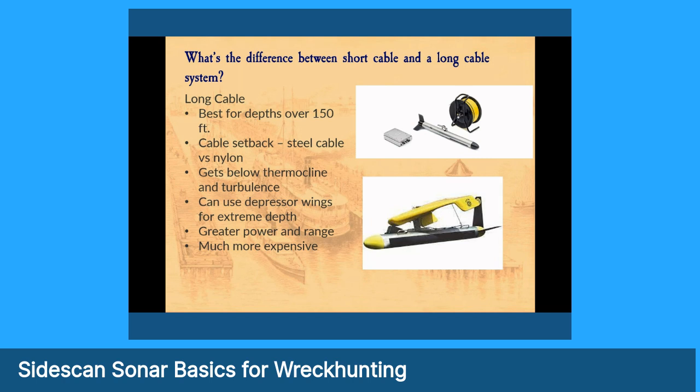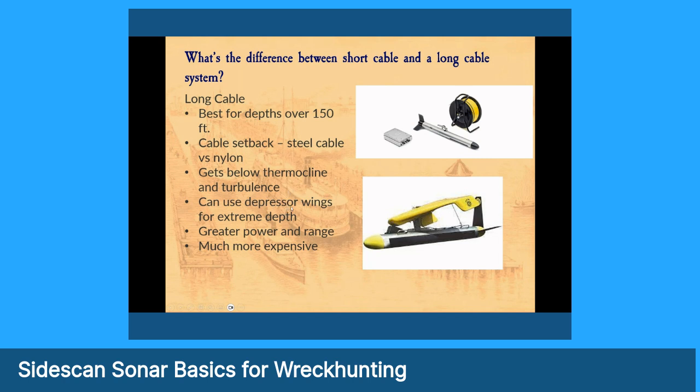The big thing about the long cable models is they can get really deep below any thermocline and turbulence. And generally, you want to fly these things roughly a quarter of the way off the bottom. So if it's 400 feet deep, you're going to want to have this 100 feet off the bottom for ideal results. That's what they say. Although, you know what? I've gotten good results all over the place.